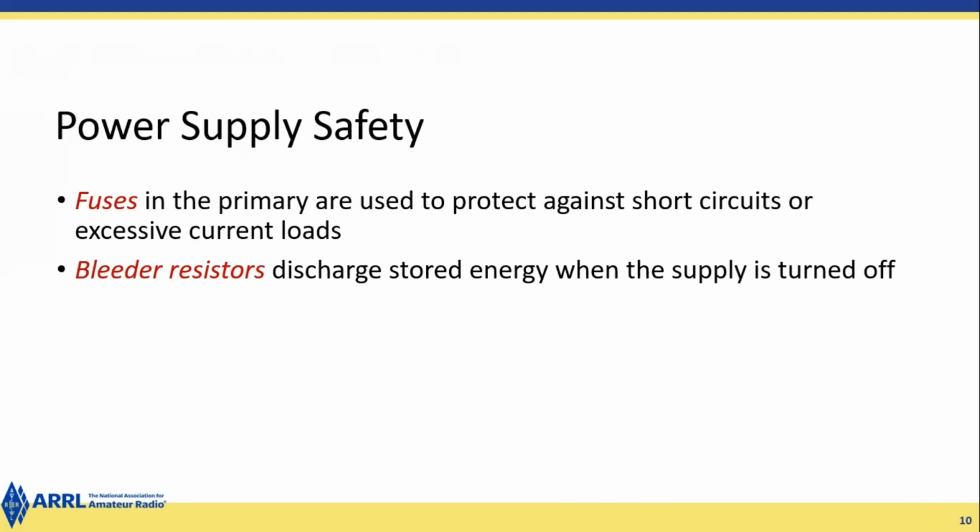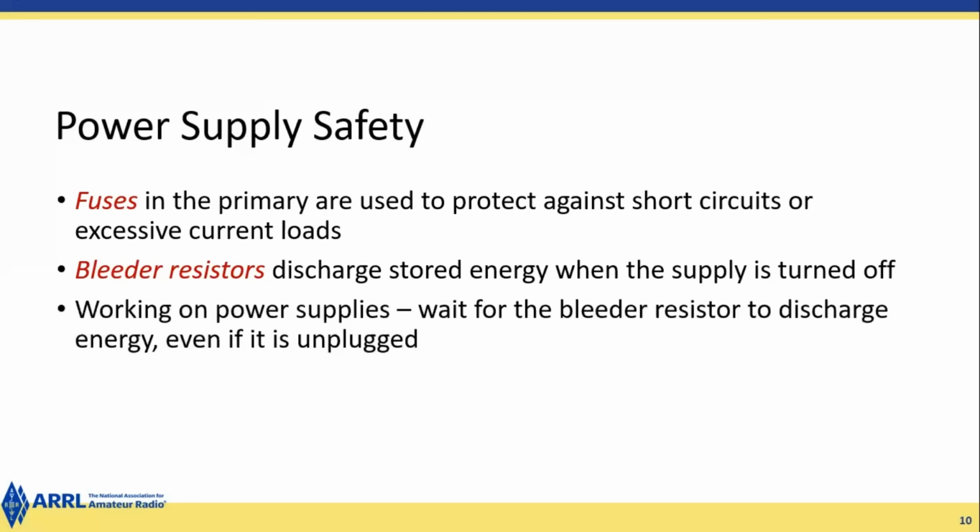So when you turn off a power supply, sometimes if you have a light on, you'll see the light stay on and it finally goes off. That's the bleeder resistor in there feeding off the voltage, because a lot of these power supplies have a large capacitor on them to get rid of that ripple. If you don't bleed off that charge, it will stay there for a while. That's what a bleeder resistor does. Working on power supplies, you need to wait for the bleeder resistor to discharge the energy, even if it's unplugged.